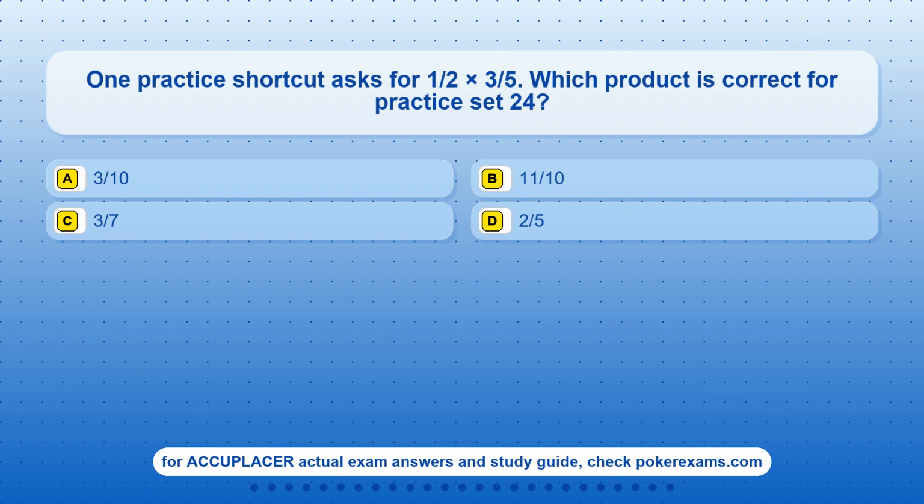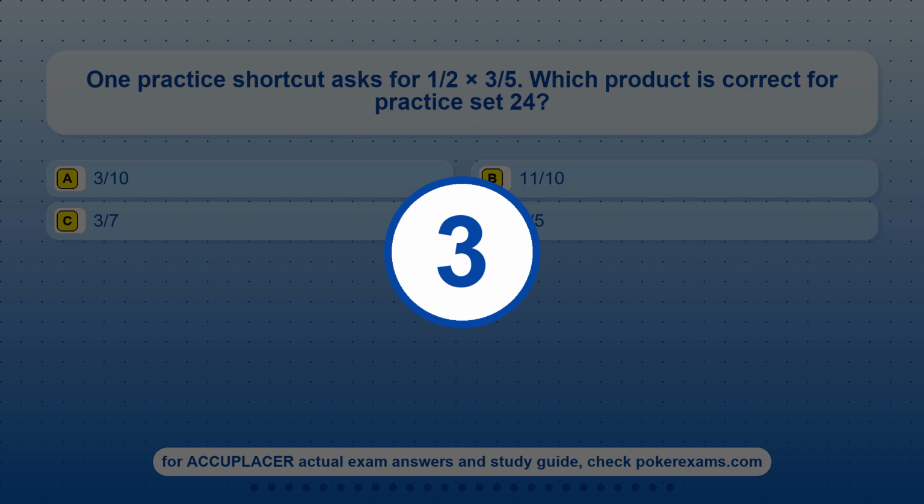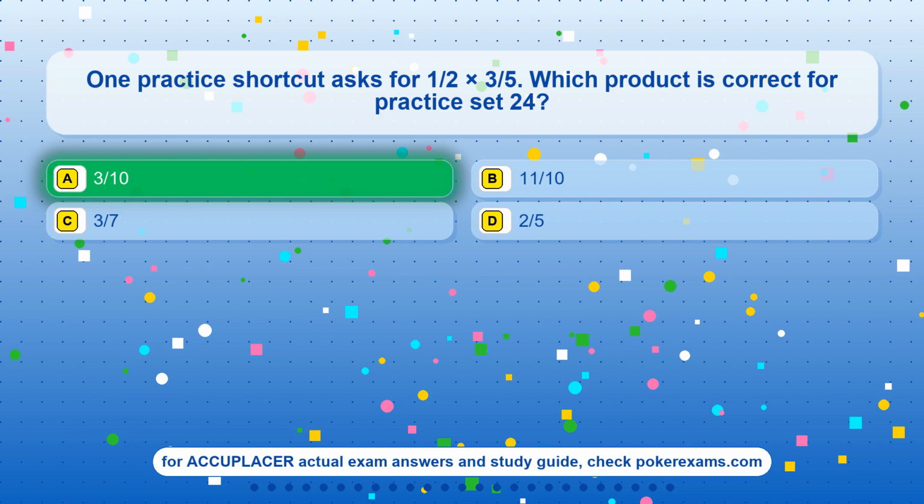Question 11. One practice shortcut asks for 1/2 times 3/5. Which product is correct for practice set 24? Option A, 3/10. Option B, 11/10. Option C, 3/7. Option D, 2/5. The correct answer is option A, 3/10.